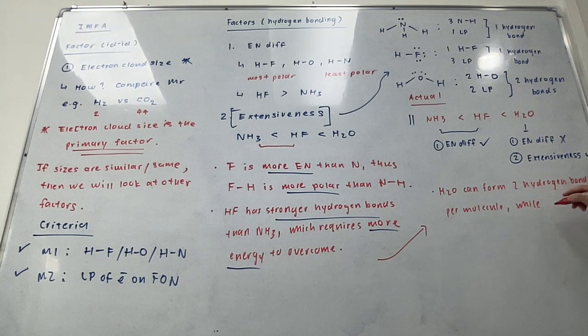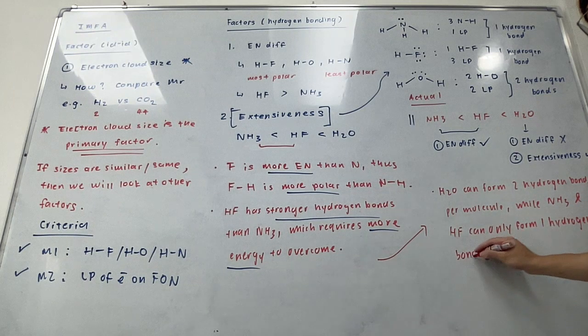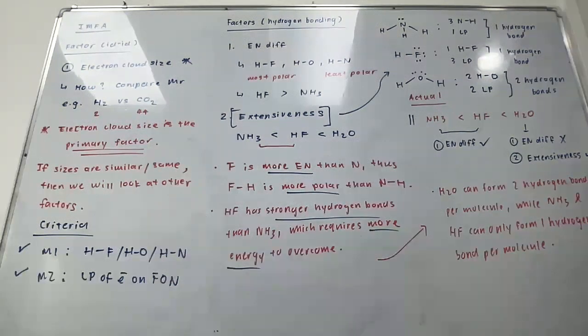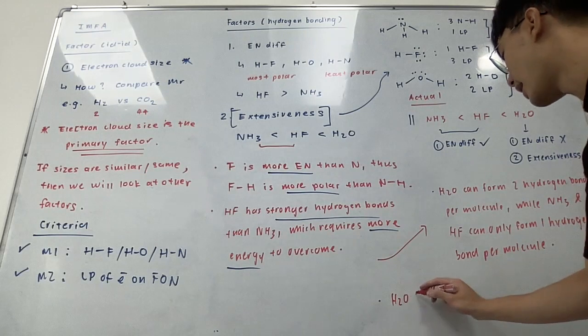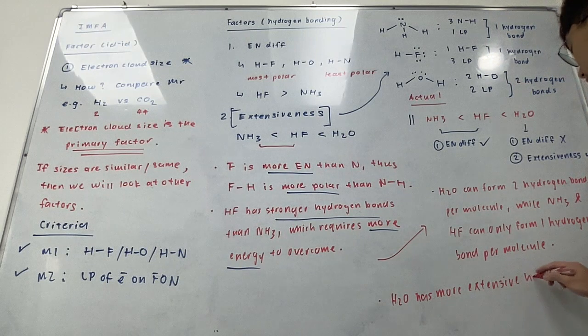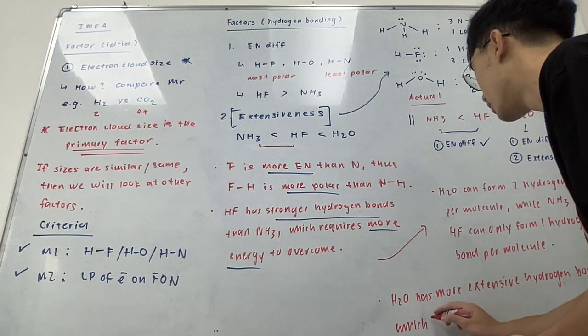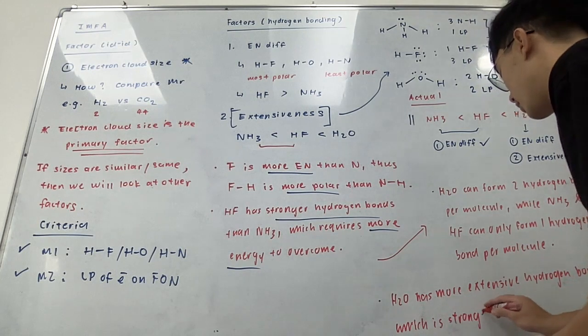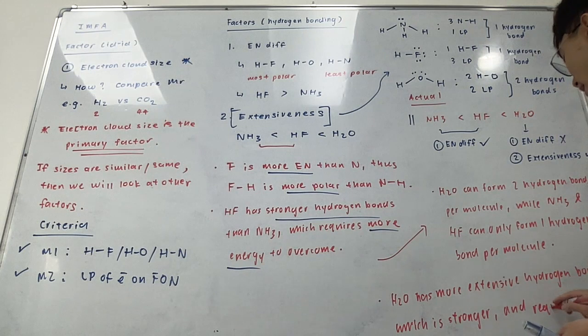While NH3 and HF, so you lump them together, can only form 1 hydrogen bond per molecule. So you list down how many first, then you tell me water has more extensive hydrogen bonding. More extensive means stronger, and requires more energy to overcome.